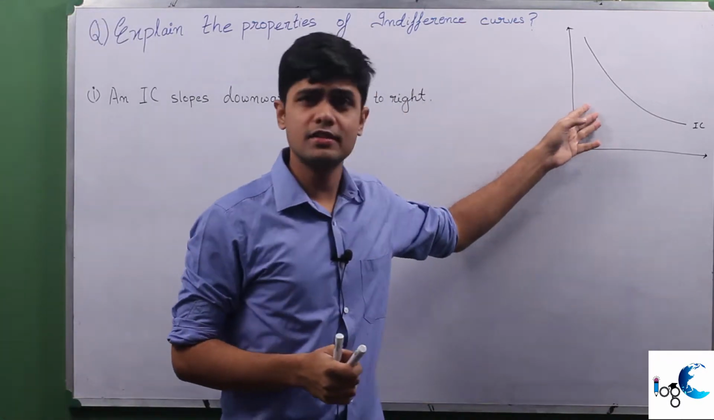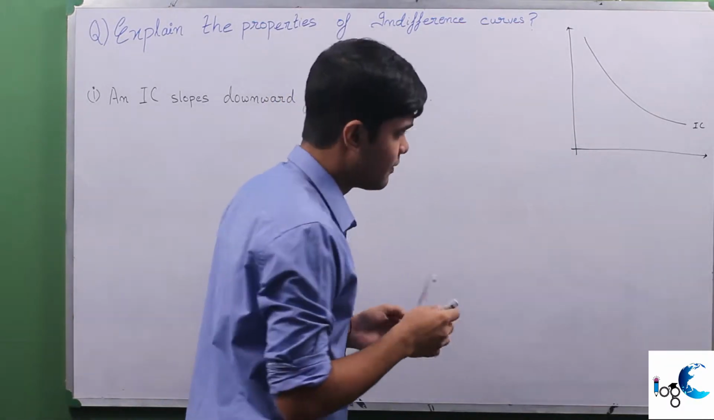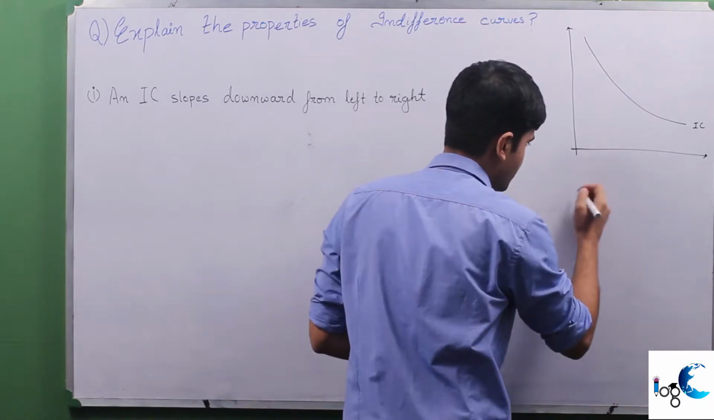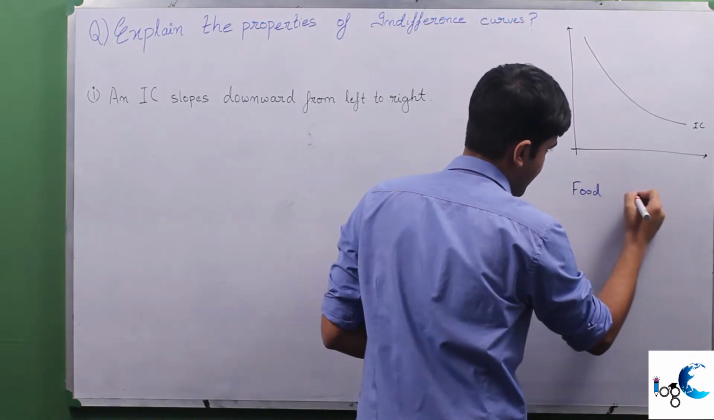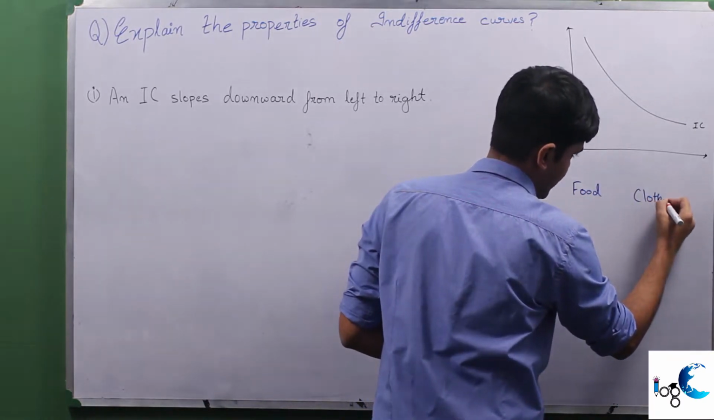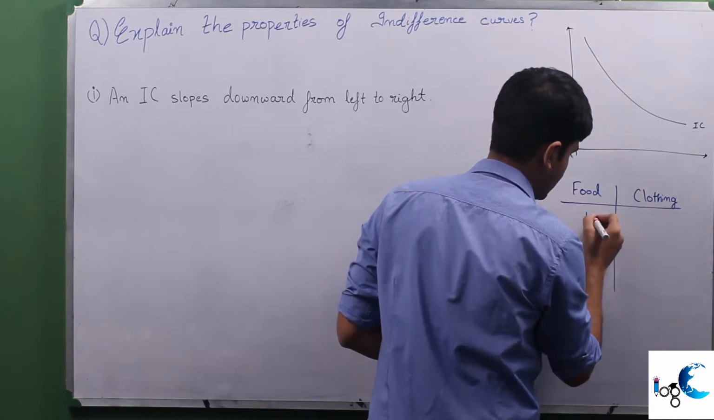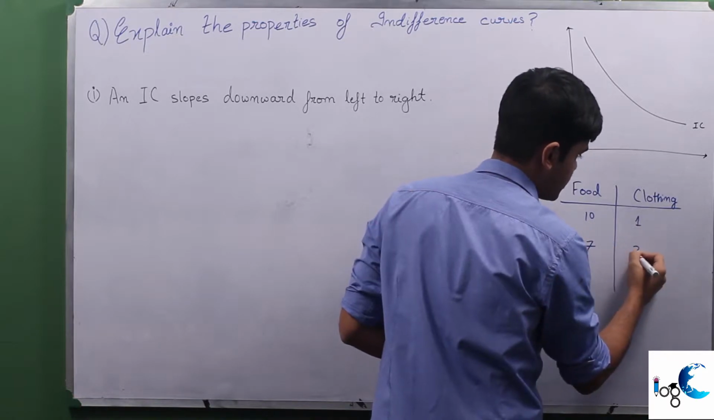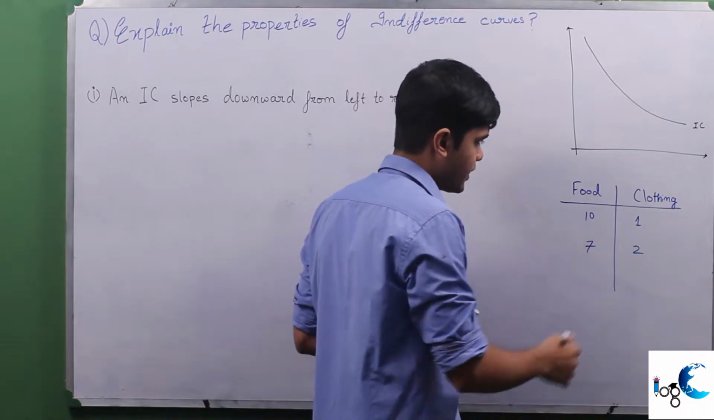By visualizing this, you are able to get one property, but the reason behind it, it's pretty obvious, but still you need some clarifications. Now suppose our example, do you remember the example? Example was food and clothing. The schedule actually, food and clothing. So we had 10 units of food and 1 unit of clothing, 7 units of food and 2 units of clothing. Fine. So see what is happening over here.